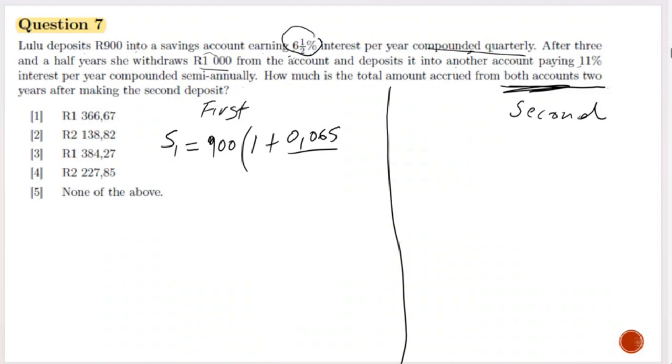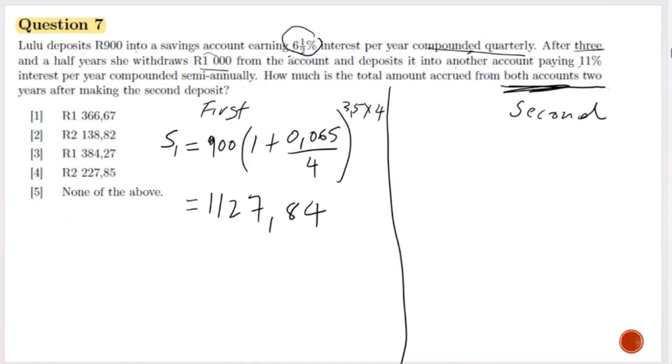This is compounding quarterly. We know that when something is compounding quarterly, we divide by 4, and we are looking for this after 3.5 years. So 3.5 years is multiplied by the number of compounding periods, which is 4, because our m is equal to 4. Then we get that our accumulated amount is 1,128.76, sorry, 1,127.84.